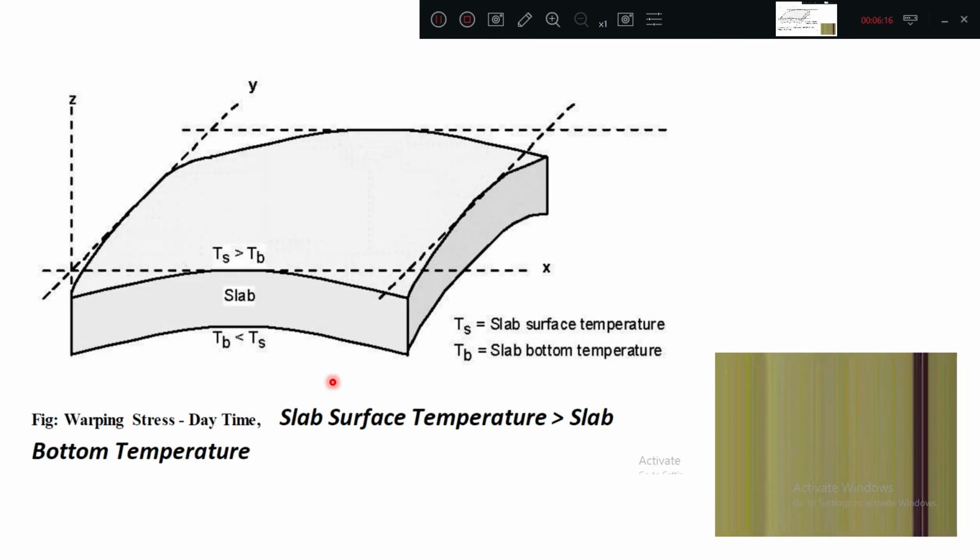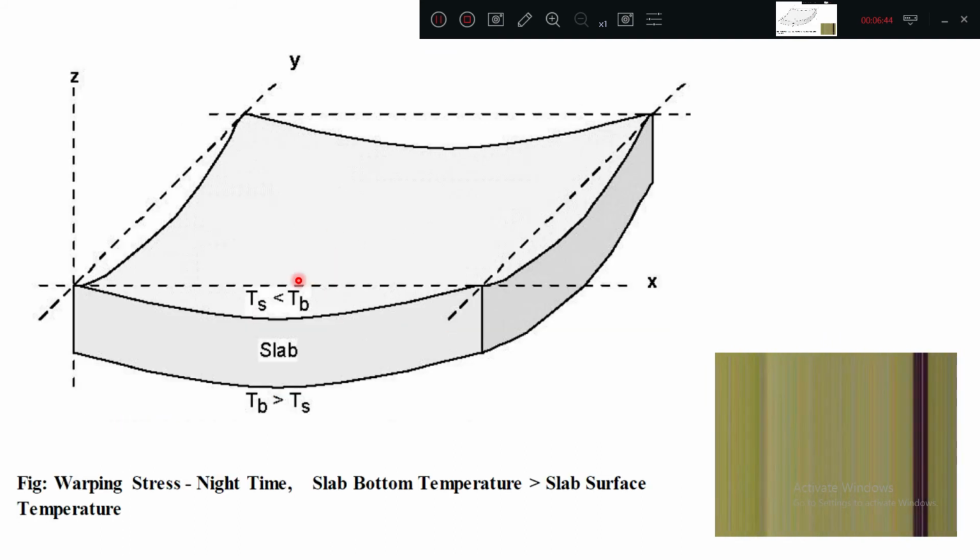Now those were for wheel load stresses. Now we go for temperature stresses. We have seen this diagram in the last slide. This is the daytime temperature. This action is called warping down. During daytime, the top of the slab has more temperature and the bottom of the slab has less temperature. This is called warping down of the slab. This is the night temperature change where warping up is happening.